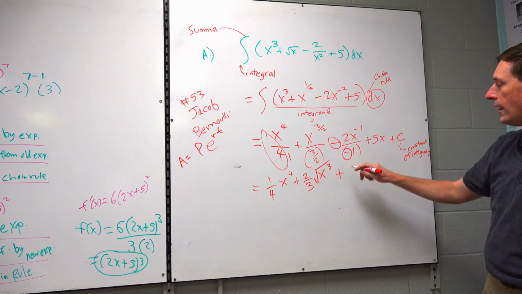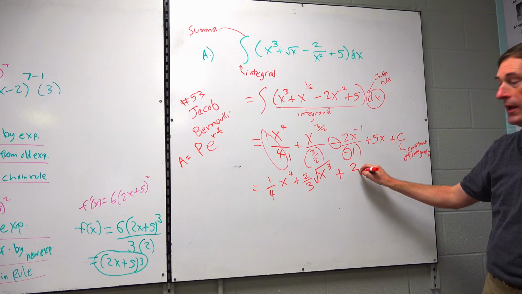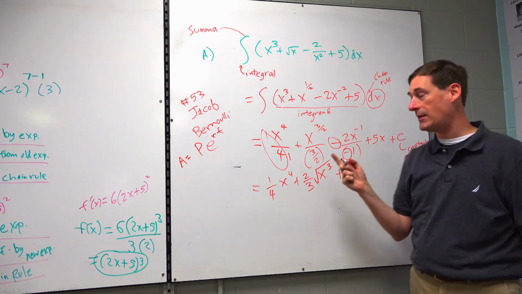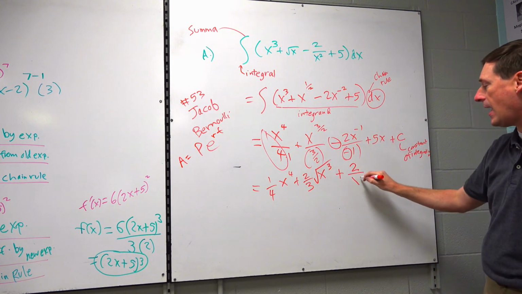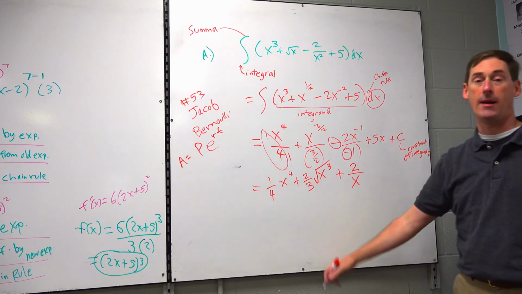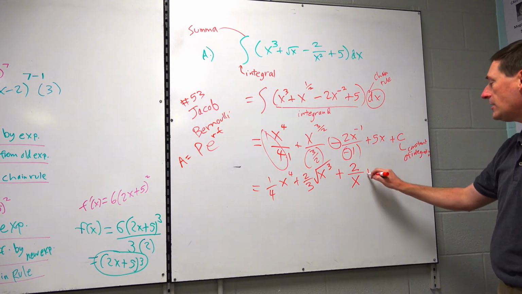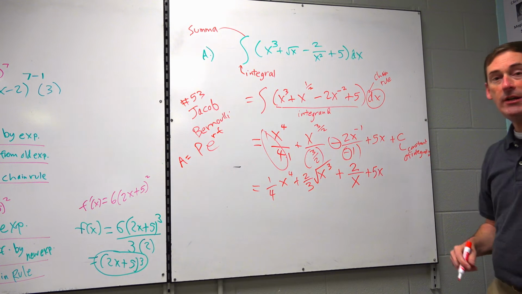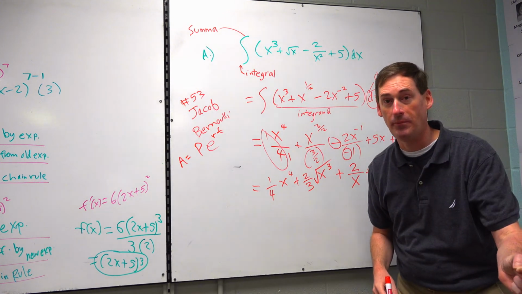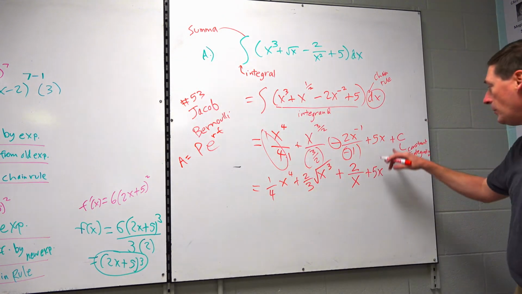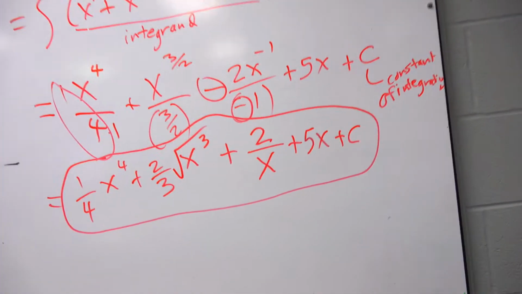2 over 1 is a coefficient of 2, and we don't leave negative powers. X to the negative first is actually x to the positive first on the bottom. Okay? Plus 5x, and then every time you do an integration problem, an antiderivative, put plus c.